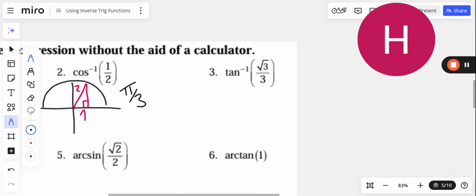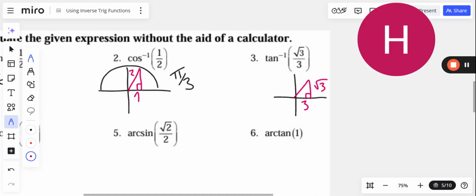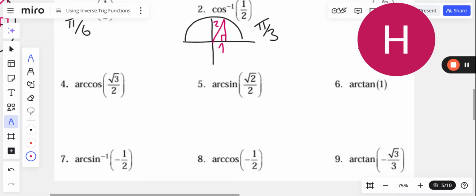And then we have tan inverse of positive rad 3 over 3. So of course it's going to be in the first quadrant. Tangent is opposite over adjacent, so this is rad 3, and this is 3. And this, I believe, is like 2 rad 3, but it's not really important. I just want you to know where these angles and triangles are going to be drawn. So arc is the same thing as inverse, just to let you know. So arctan is tan inverse, arcsine is sine inverse, arccos is cos inverse.